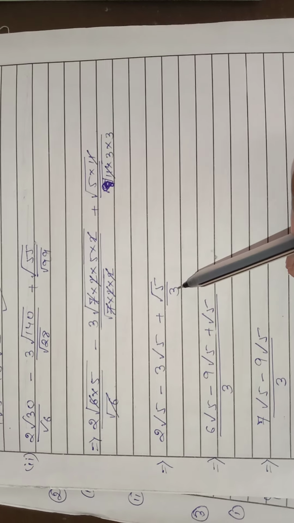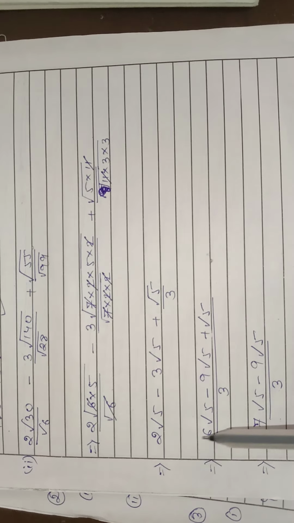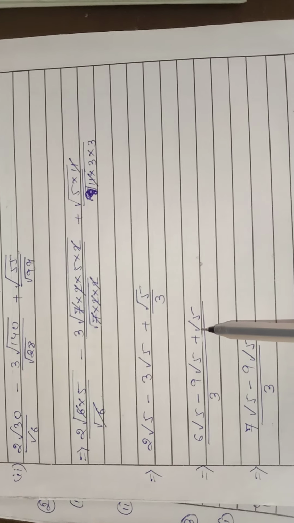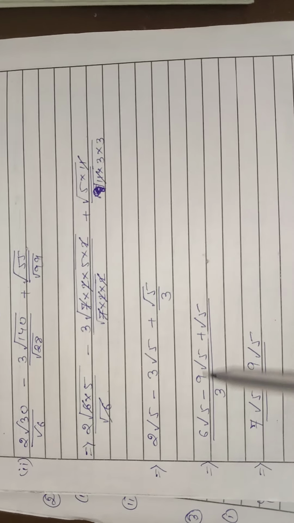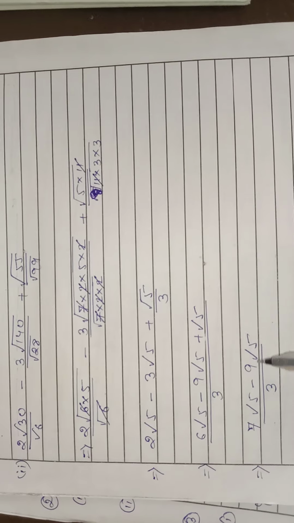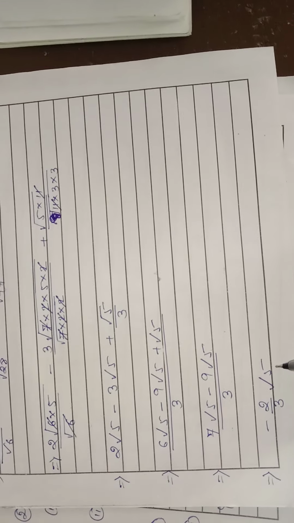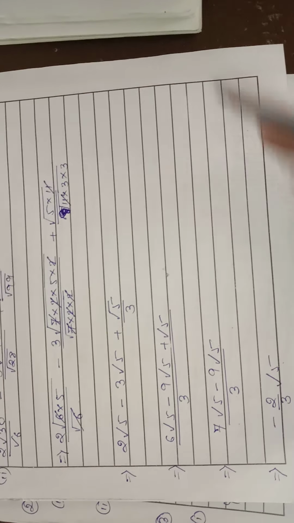3 is here, that means we have to take the LCM from all the 3 numbers. So 3 2s are 6, 3 3s are 9, and root 5 as it is. This and this we have to add: 6 plus 1, that is 7, minus 9 root 5. If you subtract, you will get this as your final answer.